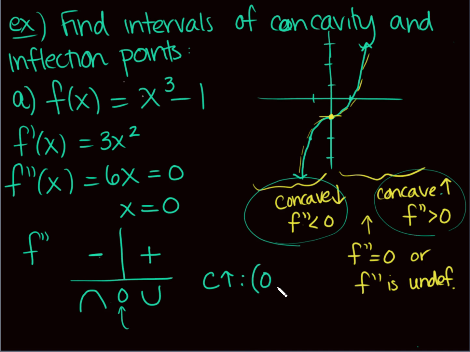Because that makes me cool. So C up, which is concave up. If you want to go impress your friends with that, you're welcome to do so. C down, concave down, is minus infinity to 0.